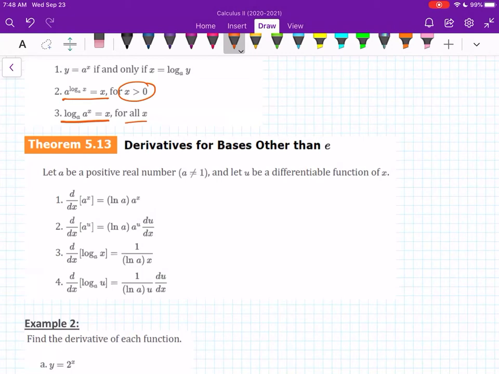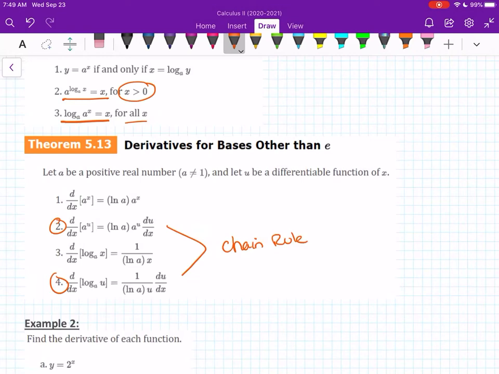And then if I skip down to number 3 here, if I take the derivative of log base a of x, instead of multiplying by that natural log of a, I'm going to divide. So I get 1 over natural log of a times x. And then 2 and 4 here, these are just your good old friend, the chain rule. How exciting.